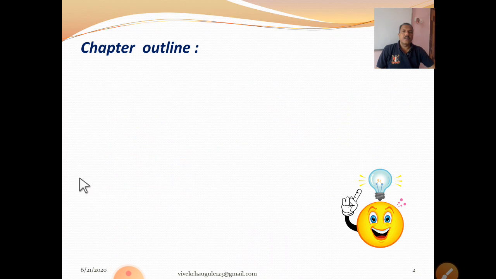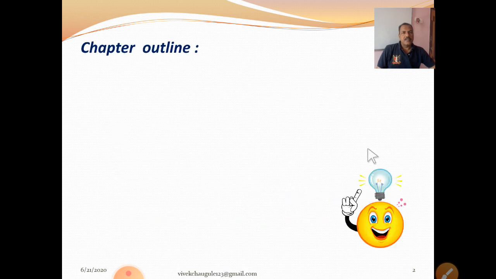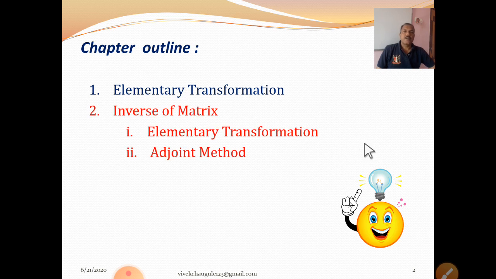Today we are going to study the chapter of mathematics, section 1, matrices. This is the first lecture. In this chapter we are going to study some concepts about matrices which are given here. First one is the elementary transformation, second is inverse of a matrix. In this topic there are two methods, elementary transformation and adjoint method. And the last one is application of matrices.